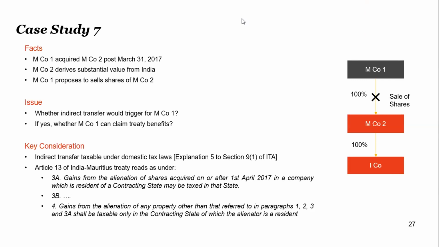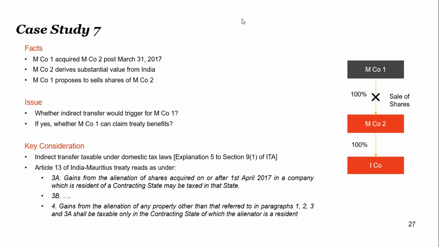Okay, so basically, the clause says gains from the alienation of shares acquired on or after 1st of April. But MCO 1 acquired MCO 2 post 31st March. So let's say they acquired it in March 2015, so it's a 2019 transaction per se. Let's say the treaty provision is detrimental, and it is taxable in India from that perspective. If it is before 1st of April, then MCO 2 would not be subject to tax, because then what it says is the contracting state will only be the one in which the alienator is resident. That will be clause 4.